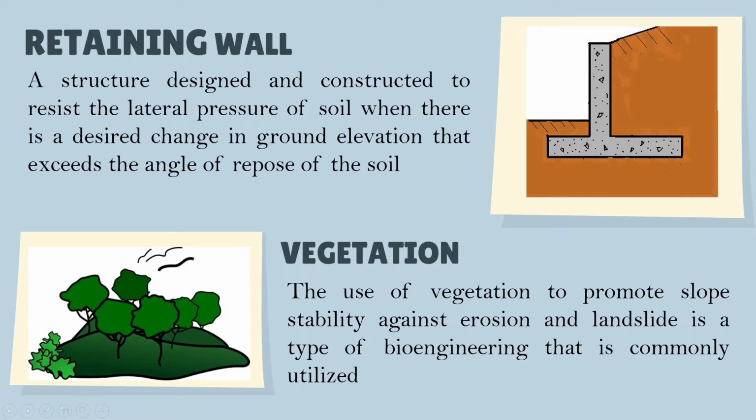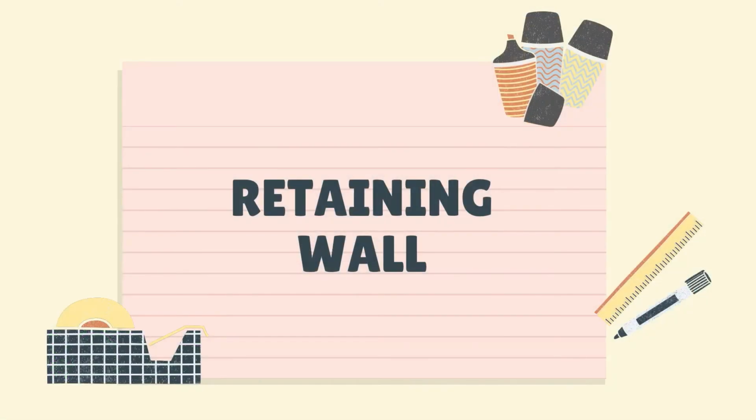The use of vegetation in promoting slope stability against erosion and landslide is a type of bioengineering that is commonly utilized. Here are some of the advantages of retaining wall.